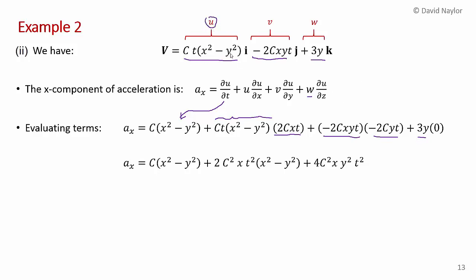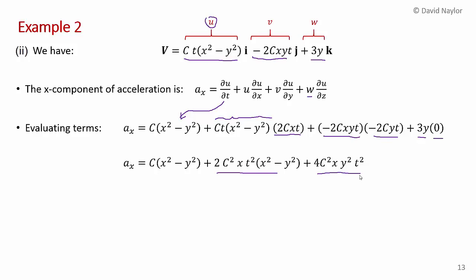There is no z, so you're going to get 0. And then what I've done on the next line is just simplified this term here. So I brought the 2 out, so that's 2c squared x, there's a t here and a t there, so it becomes t squared. That's the simplified version. And then I've simplified this term. The minus and the minus give you a plus, so combining the c's and the y's and the t's, we get 4c squared x y squared t squared. That's just the acceleration in the x direction.